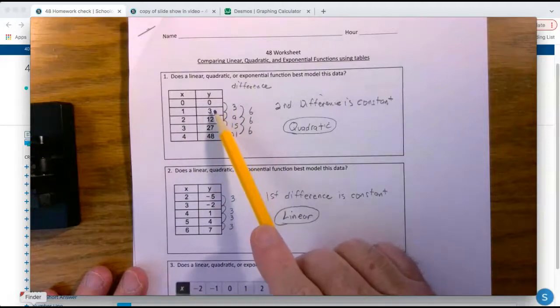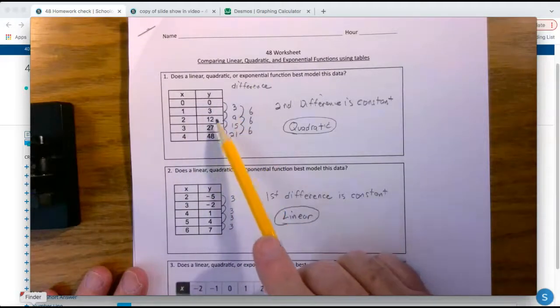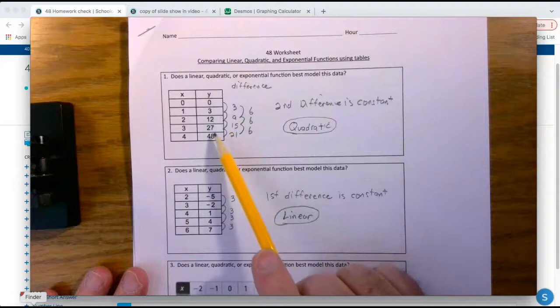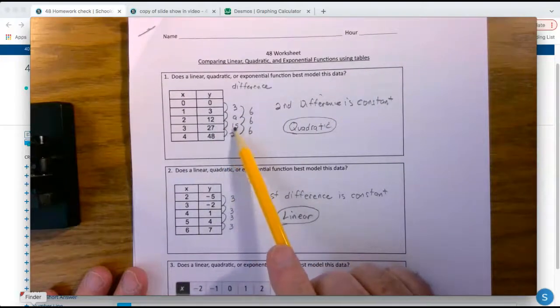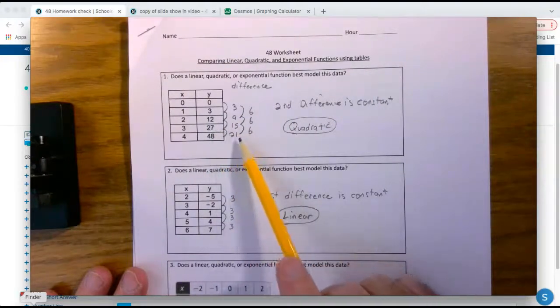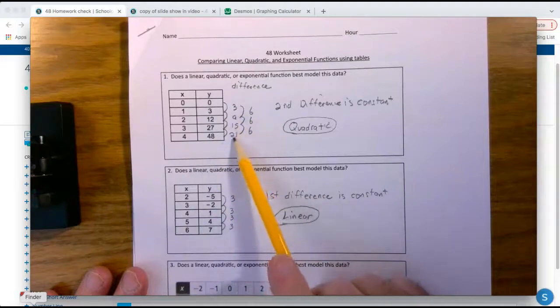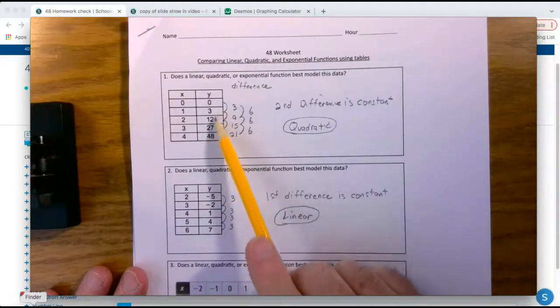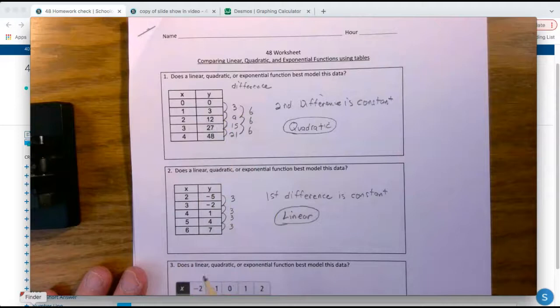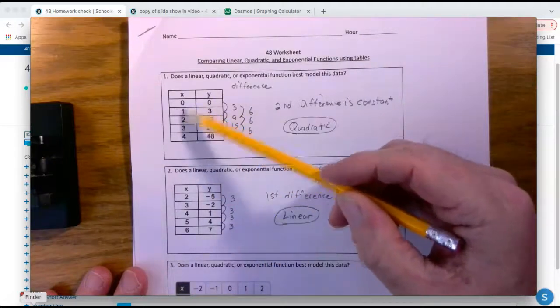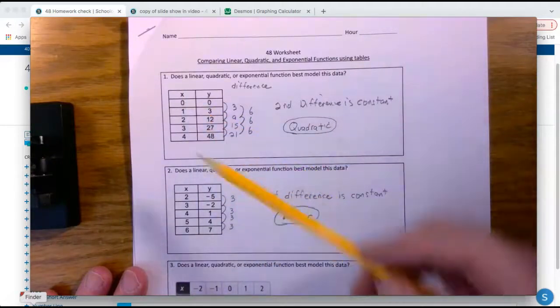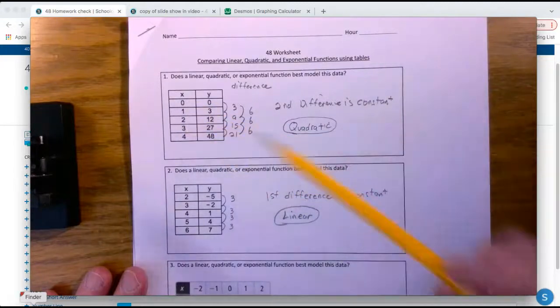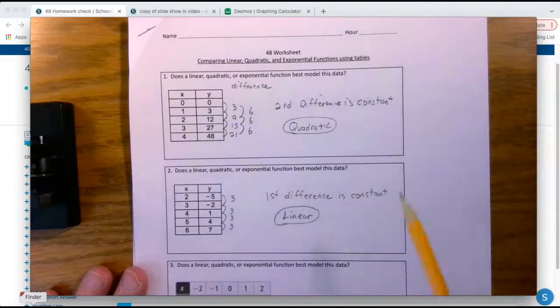All right, so I subtract. 3 minus 0 is 3. 12 minus 3 is 9. 27 minus 12 is 15. 48 minus 27 is 21. That's the first difference between these consecutive y values. And just check to make sure that the x's go up by 1, or the x's go up by the same amount each time. All right?